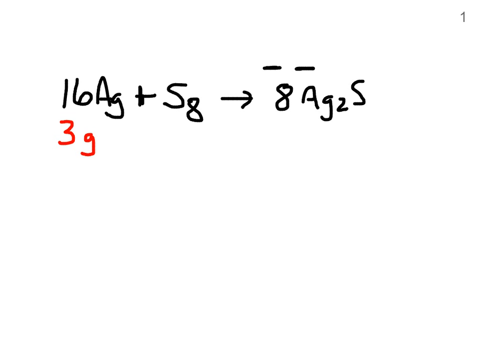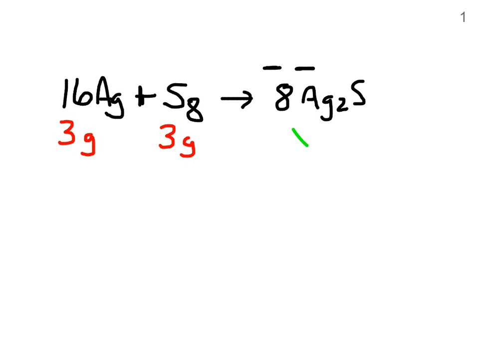So I'm going to go back, starting off with the balanced equation. 16 silvers plus S8 molecule is going to go to 8 silver sulfides. All right? Now, read the problem. I have 3 grams of silver given, and I have 3 grams of sulfur given. Only one of those is the correct amount that will produce the right amount of silver sulfide. And what I'm going to show you is the down and dirty way to always get the correct answer.